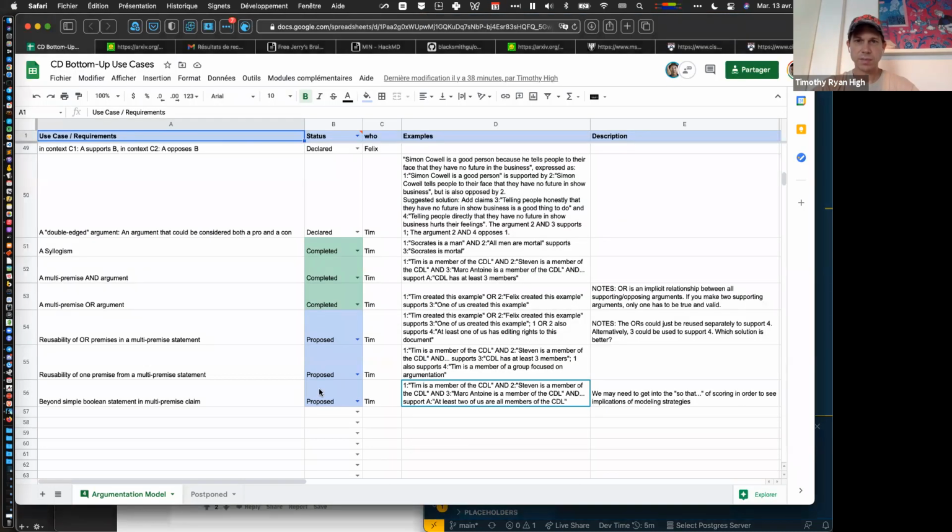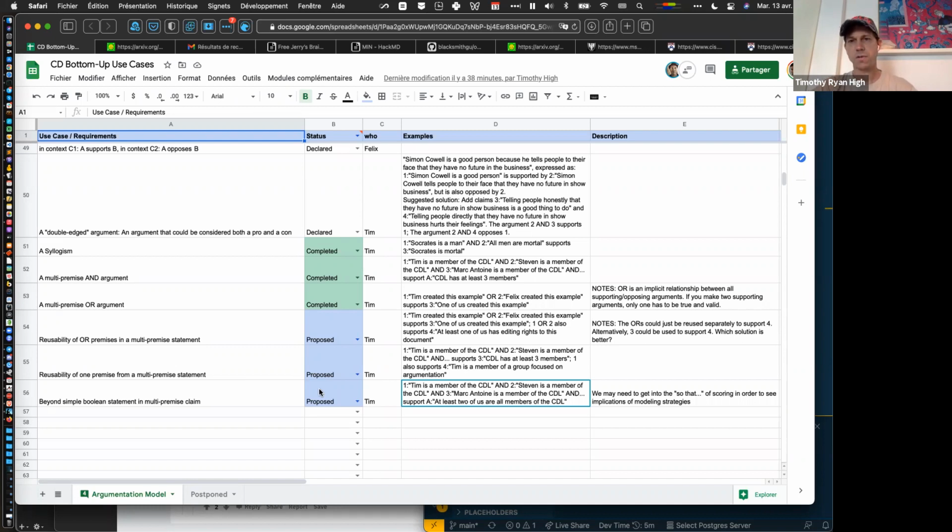Maybe if you can uncover it there. So Tim created the example, or Felix created the example, supports one of us created the example, right? And at least one of us, being the CDL group or whatever, has editing rights to this document. So you could just go ahead and repeat the structure: I made an argument that Tim created this example, and somebody else makes the argument, no, Felix created this example. And we can debate each one separately of which is true. In the end, if either one of them is true, it does it, and you've not needed to carry on a structure, right?